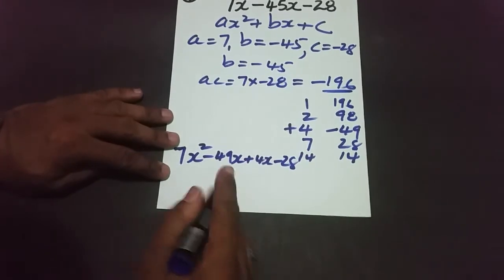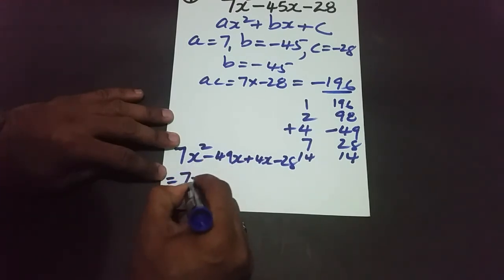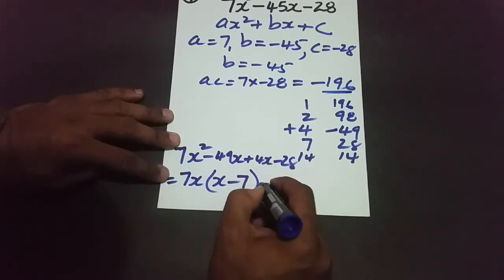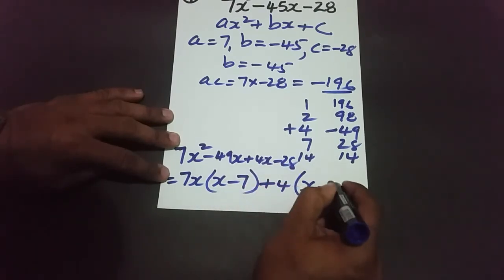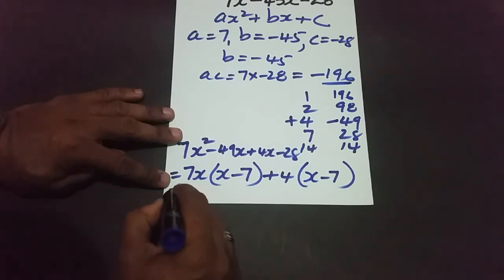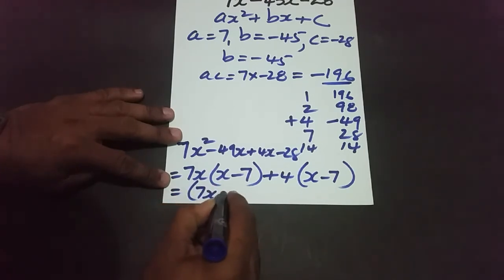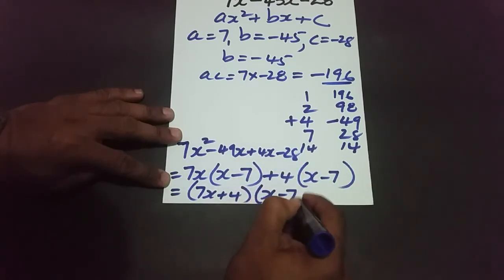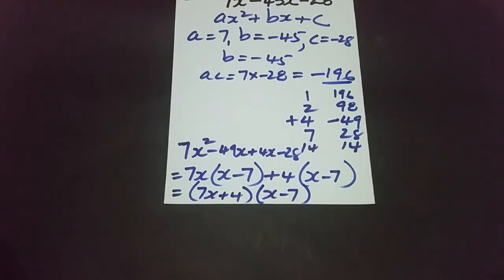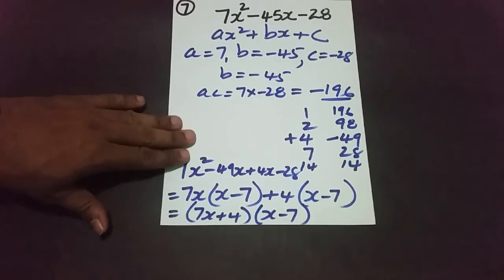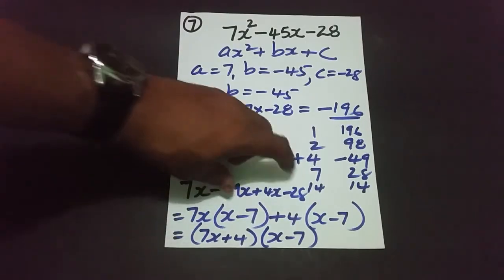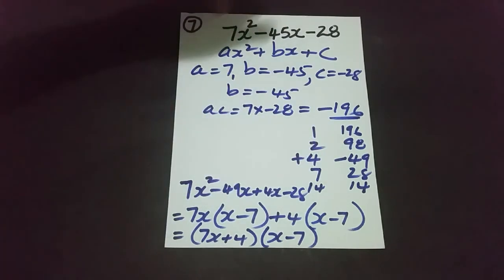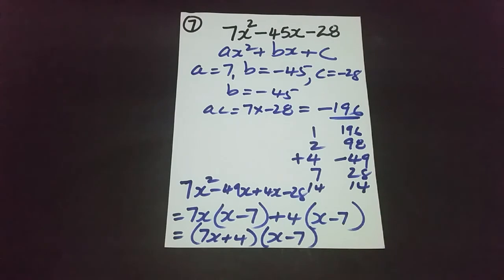So then I can factorize by grouping. So 7x is common there, so it's x minus 7. And positive 4 is common here, so it's x minus 7. So the final answer will be in one bracket 7x plus 4, and in the other bracket x minus 7. So all you have to do is pay attention to signs and systematically work it out. And this part is important in trying to figure out two numbers to break up the minus 45x. So you take your time and look through and you work.